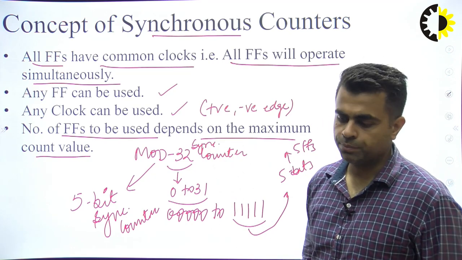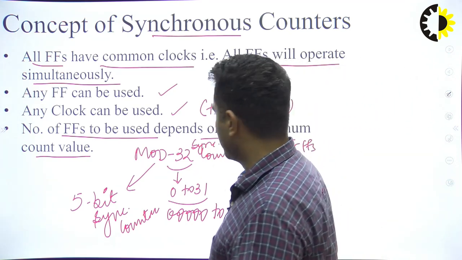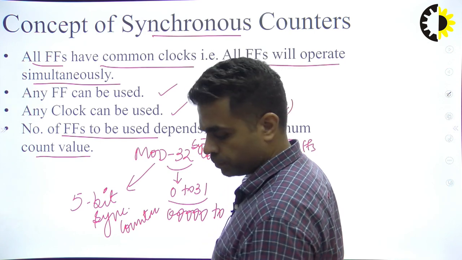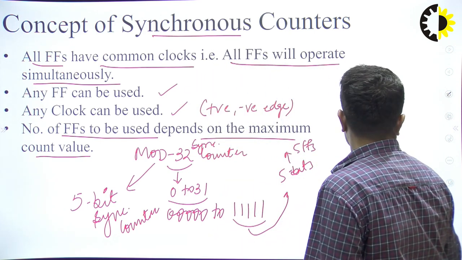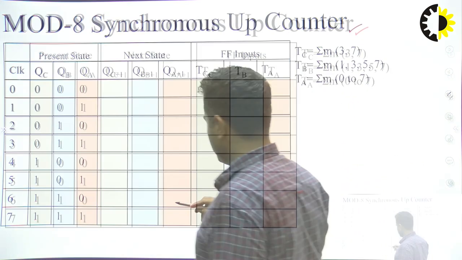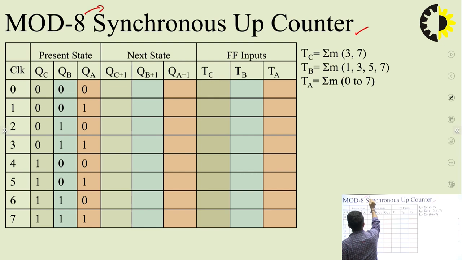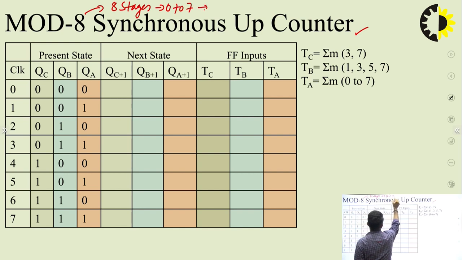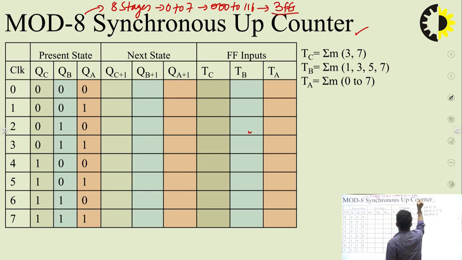Now let's start with the circuit design. Mode 8 synchronous up counter. Mode 8 means 8 stages, which will be 0 to 7. In binary, it will be 0,0,0 to 1,1,1. That means 3 flip-flops. Now, the flip-flop is up to you, whichever flip-flop you want to use, but I will again prefer 3 T flip-flops.